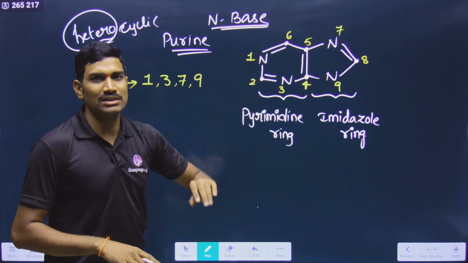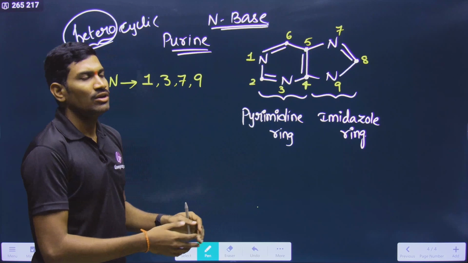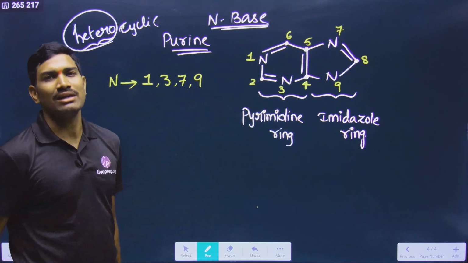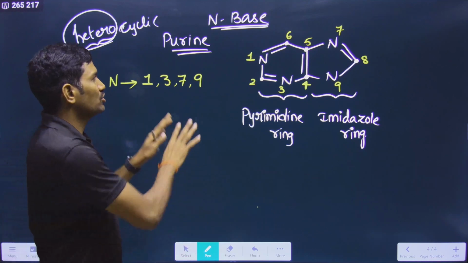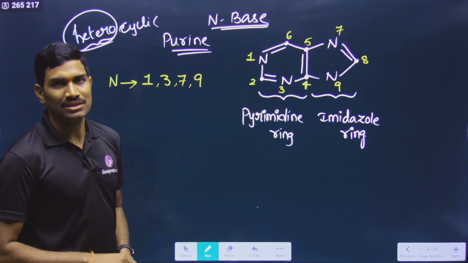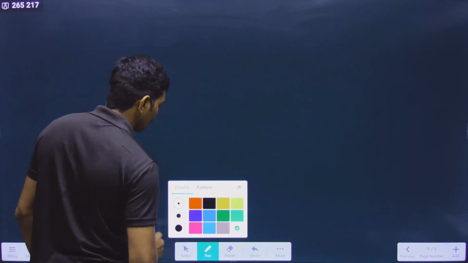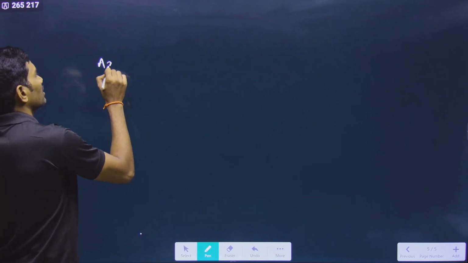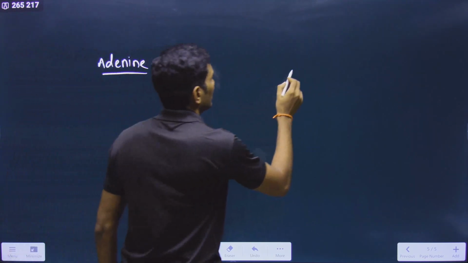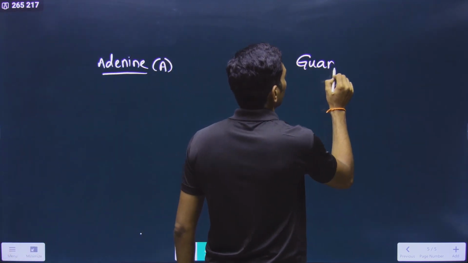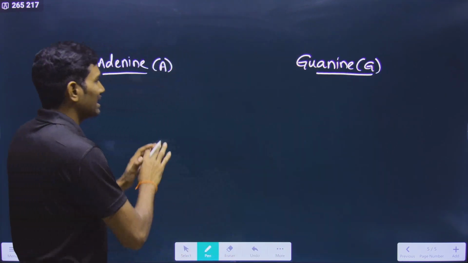Once you know the basic structure, here is what happens. Adenine and guanine are substituted purines, so some of these atoms or groups are substituted, and you can simply add that over. So this is the basic purine ring structure. Clear? Now, in this basic purine ring structure, we need to talk about adenine and guanine. Adenine is indicated with A and guanine is indicated with G. Yes or no?